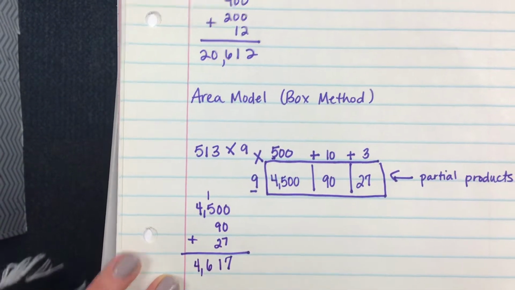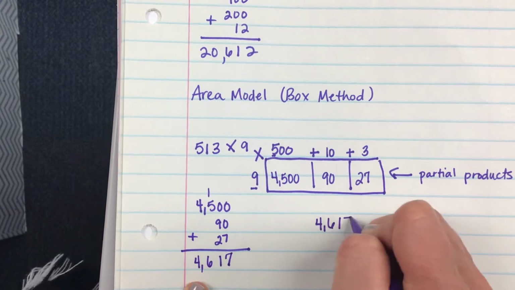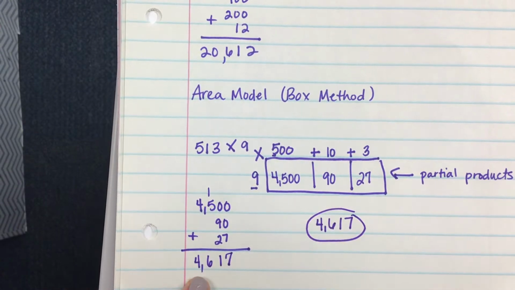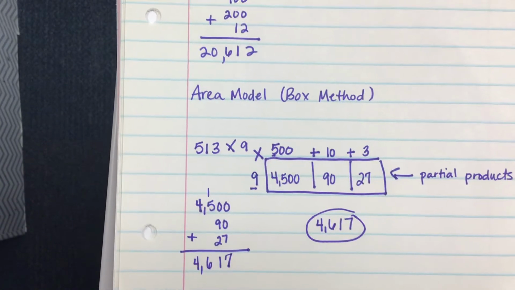To give me 4,617. And when you show all that work, I think it's a good idea to write your answer really clearly, circle it so everyone knows what you're doing.